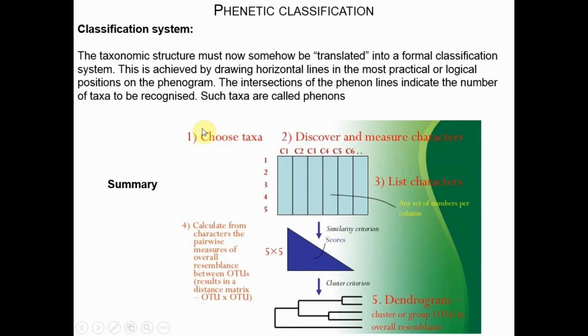So this is just a summary. You choose your taxa, you choose your characters, and you polarize that from 0, 1, 2. So it's things like presence or absence, length of leaves and stems, flower color, seed length, etc. And we then do a character by OTU matrix. A similarity criterion or similarity coefficient is used to produce an OTU by OTU matrix that goes through a clustering analysis, and it draws up a dendrogram or a tree. And this is then translated into a classification.